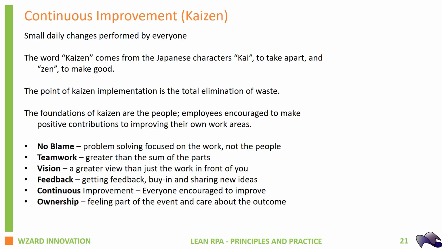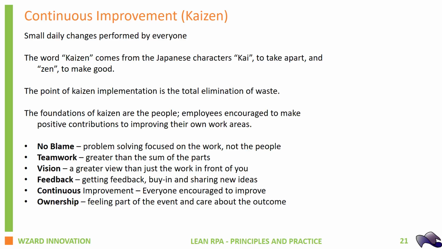There's always something we can do better within the program, within our operating model, and within the team that we've established. Now it's interesting, the word Kaizen actually comes from two Japanese characters. One's called Kai and one's called Zen. And Kai is to take apart and Zen is to make good. And that's exactly what we're doing with our processes. We're dismantling our processes down to its key constituents and then reassembling them in a much better order.